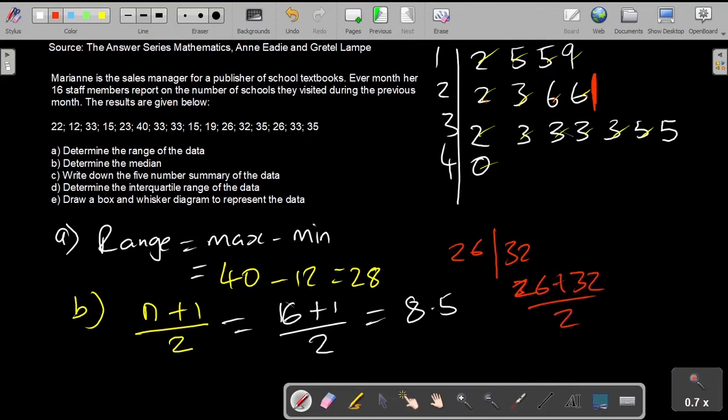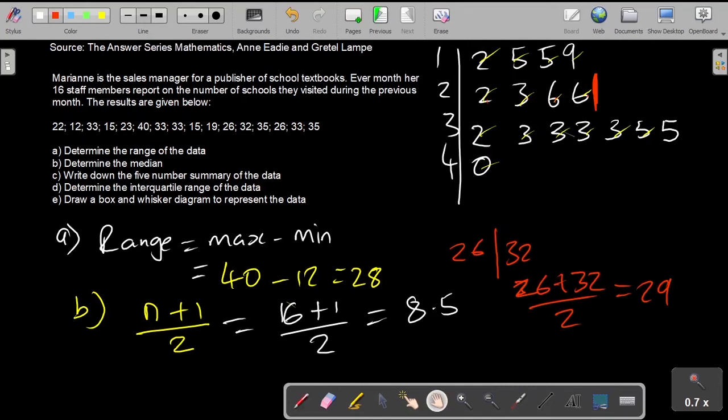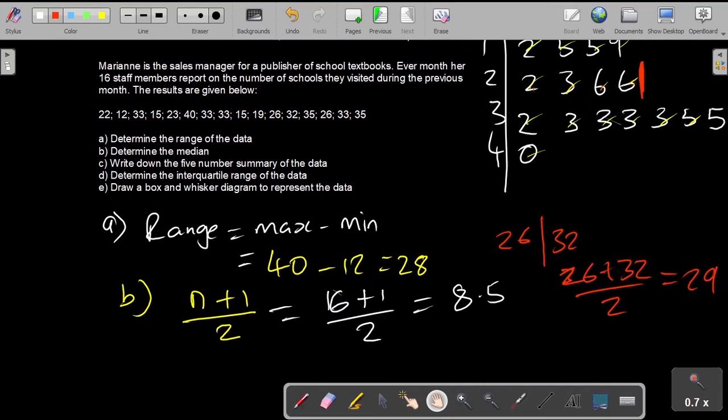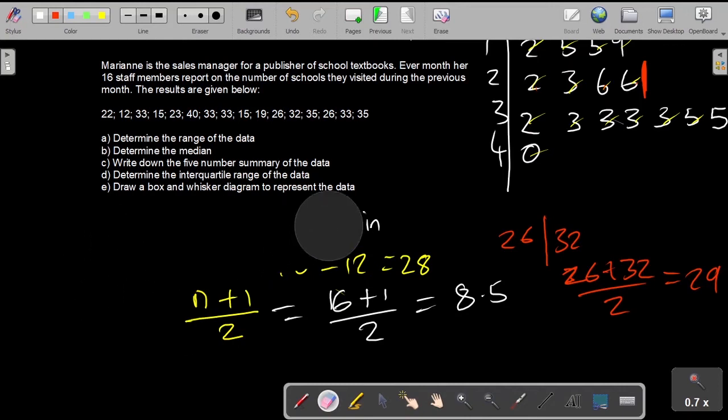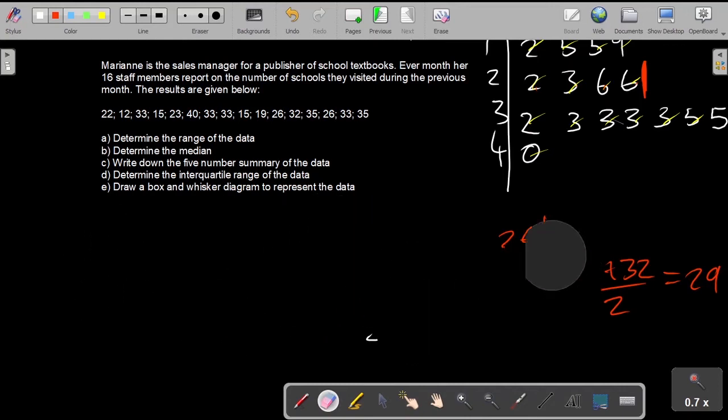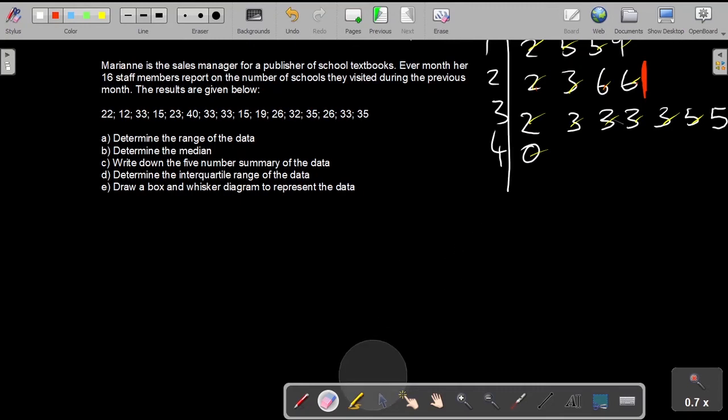If you do that, the value that you should expect to get is 29. So that is the answer that you expect to get, and that is our median. That is the second question. And remember that the median is also the same as Q2, but we'll get to that in just a bit. And that is the next question.